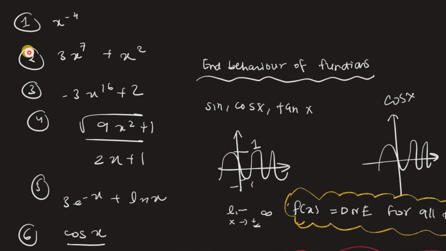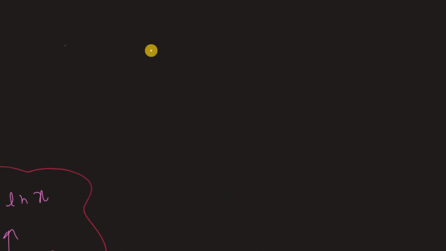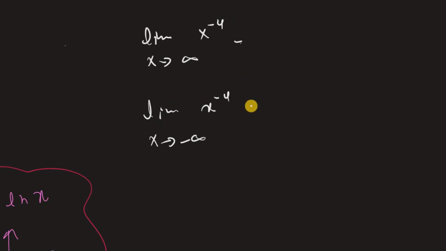So let's try to solve these problems. Basically we have to find the infinite limits of these functions. The first one that we have is x to the power of -4. So the first function is the limit as x approaches infinity of x to the power of -4. And we'll do the same thing with the limit as x approaches negative infinity of x to the power of -4.